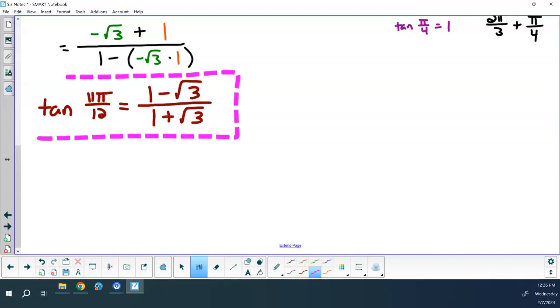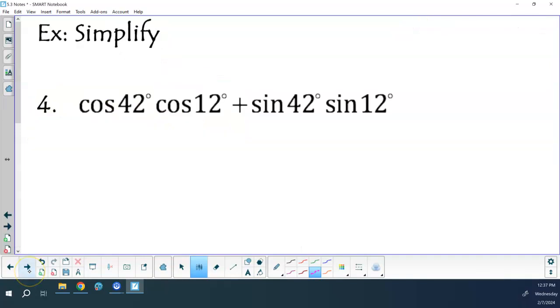Because you have me, we're done with that one. If you had to rationalize, multiply by the conjugate over the conjugate. Yeah. All right. So that is an example of using each one of those. Okay? They're pretty much straightforward. Here's the formulas. Use them. Okay? We can also go in reverse.